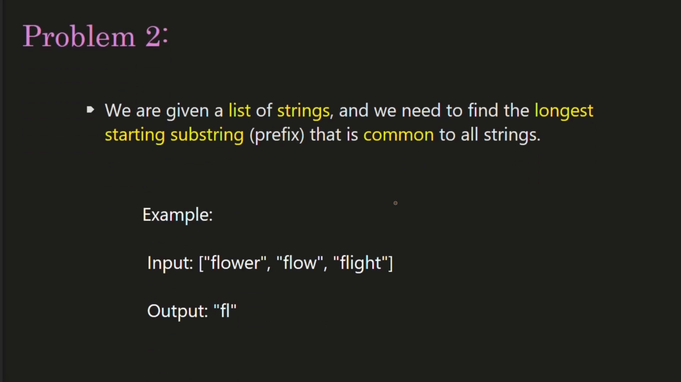Problem 2. Longest common prefix from an array of strings. Intuition. We are given a list of strings, and we need to find the longest starting substring, the prefix, that is common to all strings. Example. Input, flower, flow, flight. Output, fl.